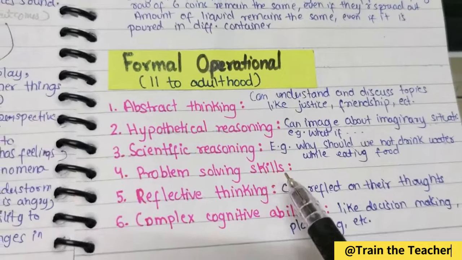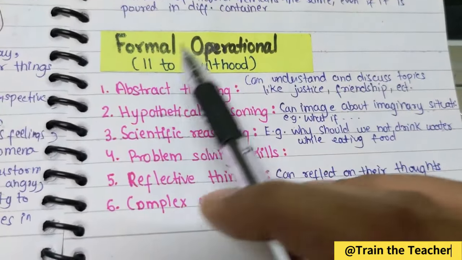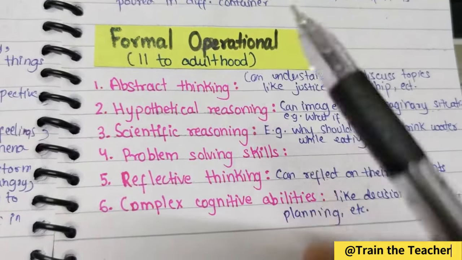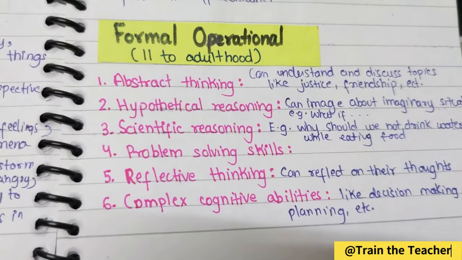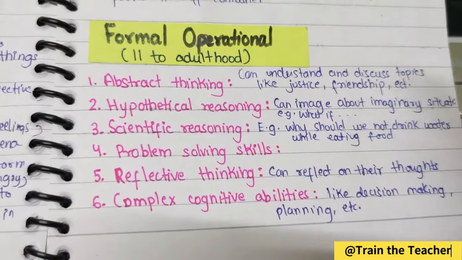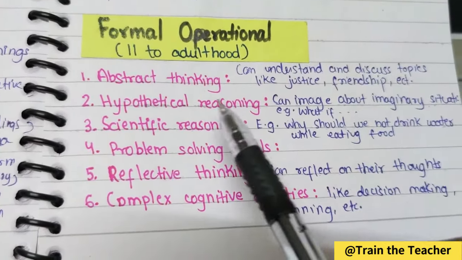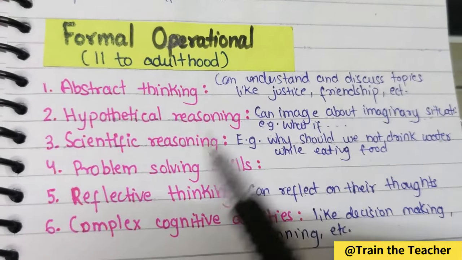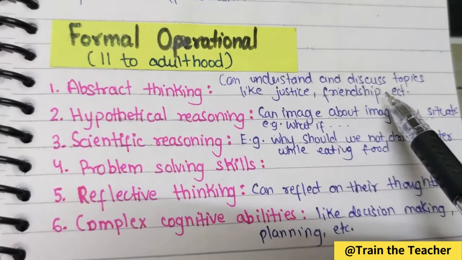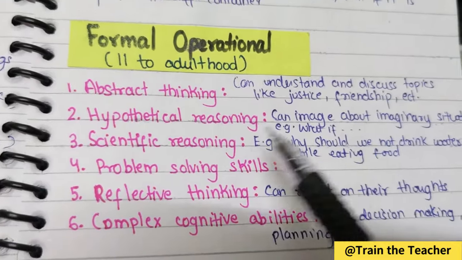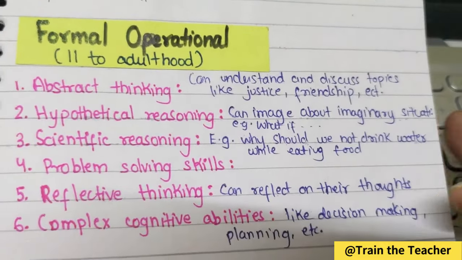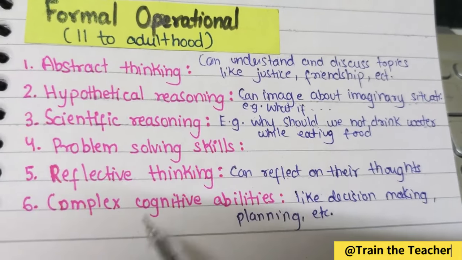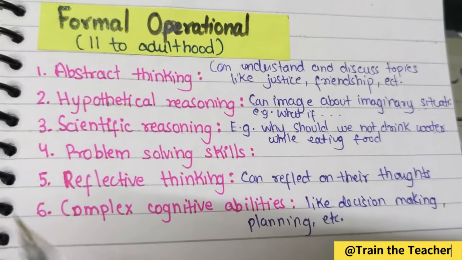The last phase, everybody, is formal operation, which is 11 to then adulthood. इसमें 6 points हैं, बहुत easy हैं. ये हमारा best level of cognitive development है, जहाँ पे सब कुछ full fledged almost हो गया है. Abstract thinking उनको समझ आने लग जाती है. They understand the concept of love, justice, friendship, abstract topics. Okay, hypothetical reasoning उन्हें समझ आने लग जाती है. Can imagine about imaginary situation, what if you were astronaut, what if this happened.